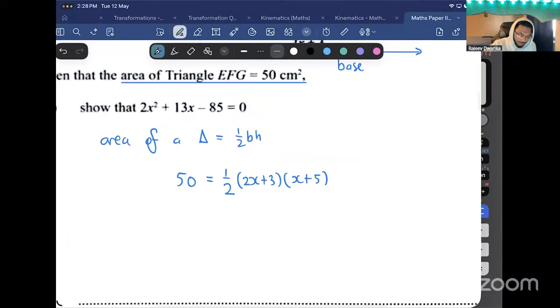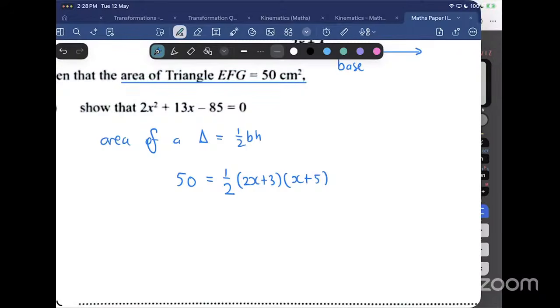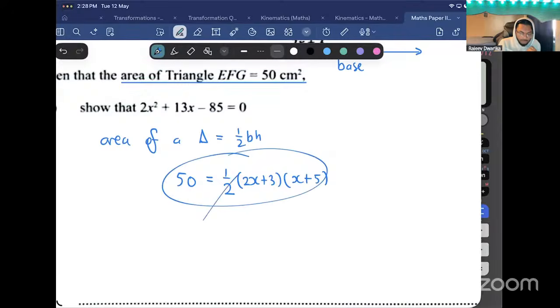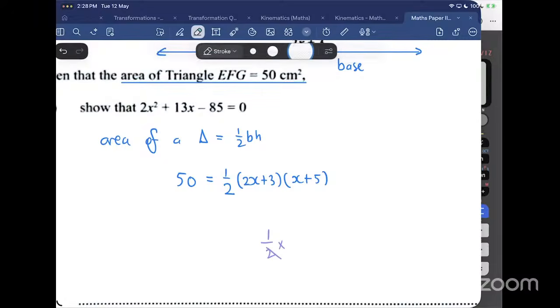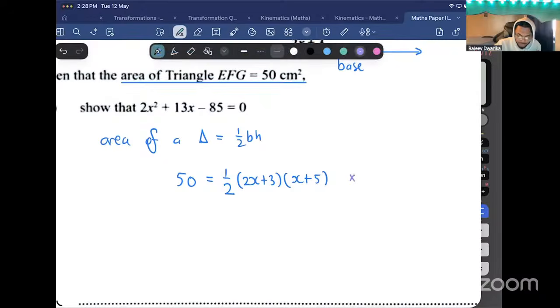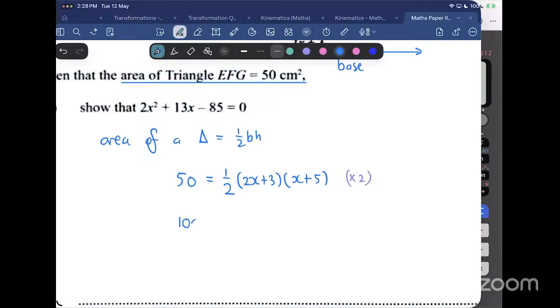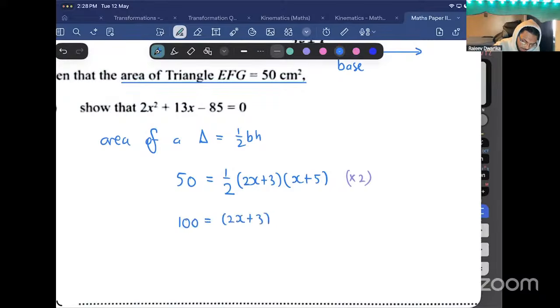So let's expand accordingly now. Before I expand though, we like working with fractions? No. So what can I multiply throughout to cancel this 2? If you have a half, we can multiply by 2 to cancel. So if I want to get rid of the fraction, I could multiply both sides by 2. What is the 50 going to turn to? 100. The half will cancel off, and that will just leave us with 2x plus 3 by x plus 5.